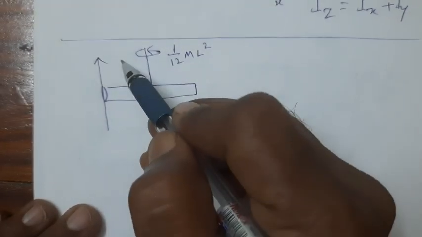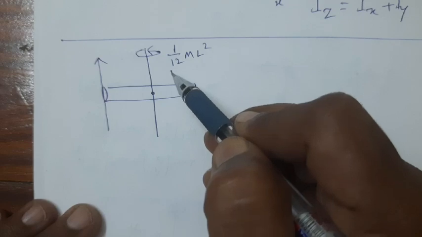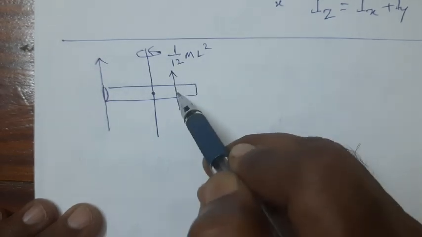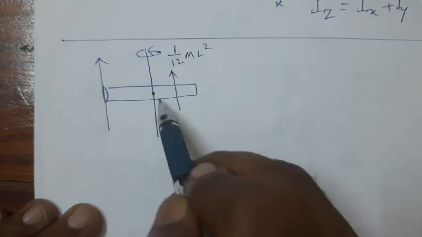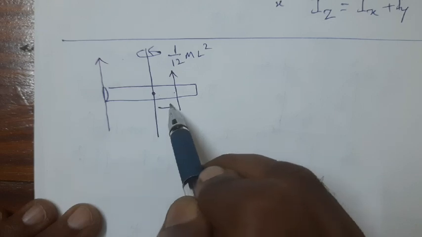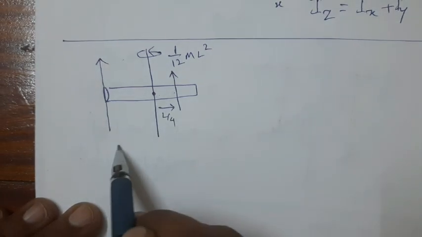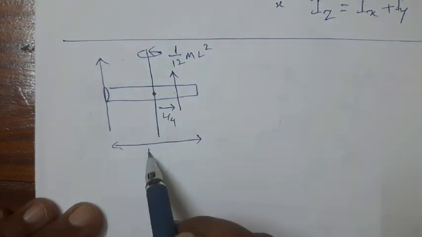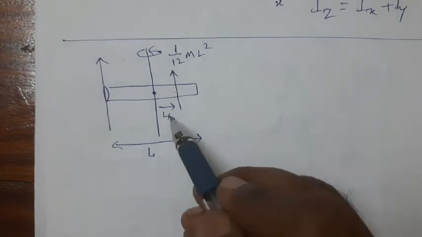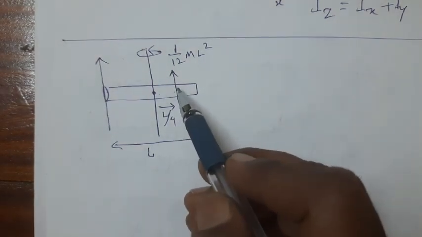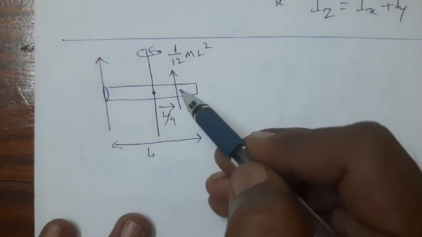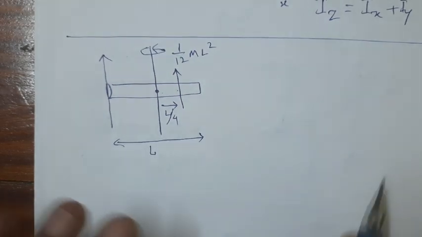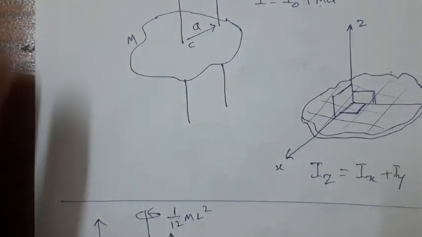You may think about the moment of inertia about an axis passing through this particular point, that is, if the total length is L, then at a distance of L upon 4. The total length is L, correct? It is the axis passing through L upon 4. Try to derive the expression for these two moments of inertia, using the parallel axis theorem.